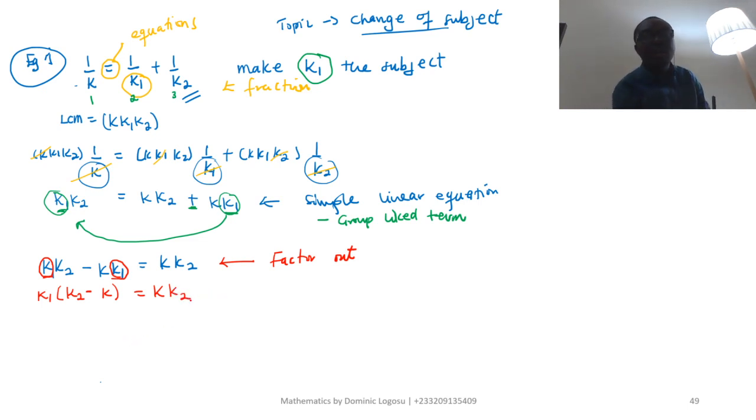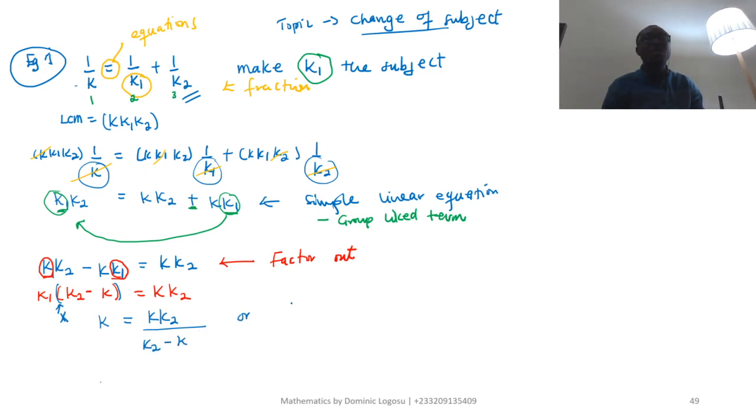So with this one, we are done with our factoring out. Now that we've done the factoring out, bracket means multiplication. This bracket means what? Multiplication. So it basically means that if we get rid of this, when it goes to the other side so that we make k the subject, it's going to divide, because here it means multiplication. So k equals k2 all over k2 minus k.